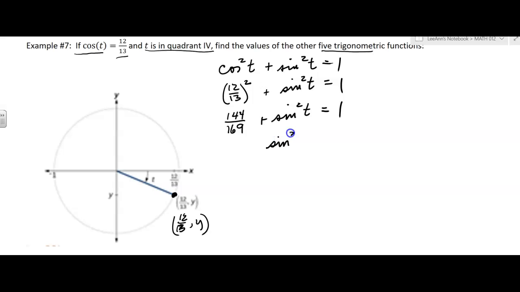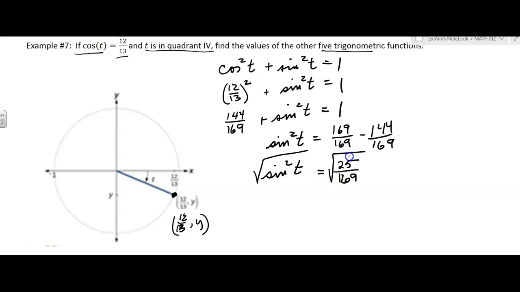Subtract that. I got the common denominator. And what do we get? 25 over 169 for the sine squared t. Now what you're going to do is take the square root of both sides. So you're going to say sine t is equal to either plus or minus 5 over 13. Okay, so you take the square root of 25 and the square root of 169.